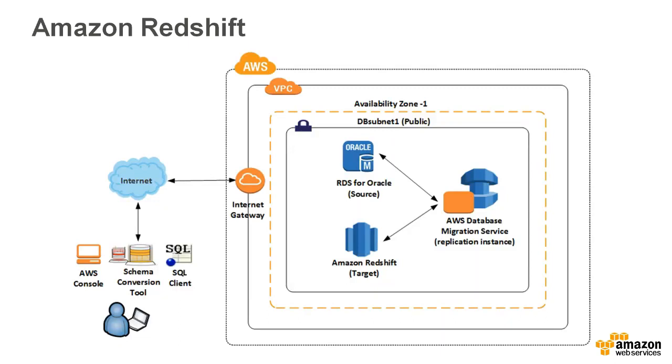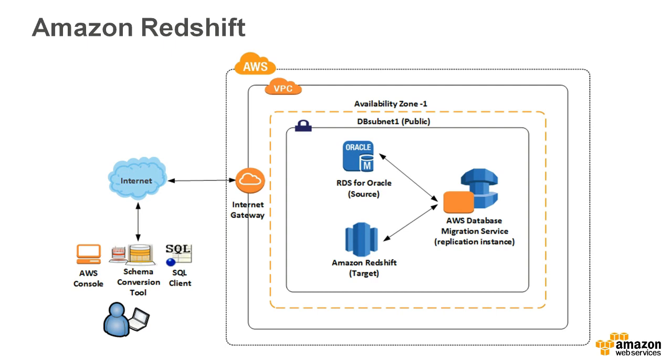So this is another case of how Redshift works. A person can log in with the AWS console, check the schema conversion tool, and perform SQL operations based on a SQL client hosted on the internet. The internet gateway goes to the availability zone for RDS, Redshift, or the data migration service.